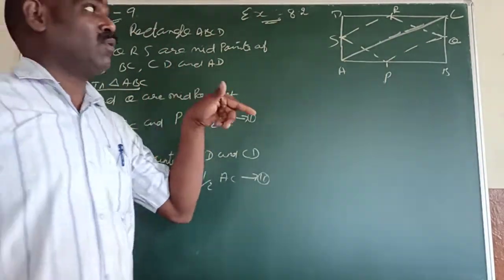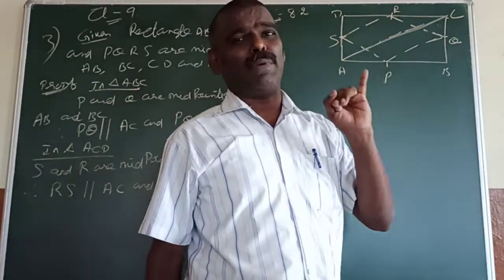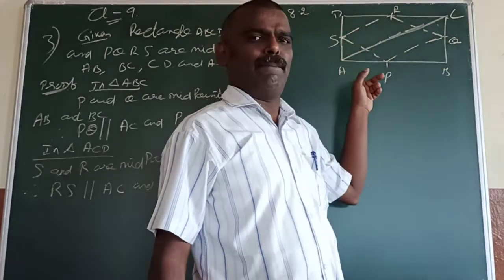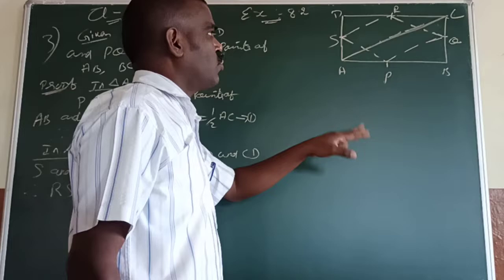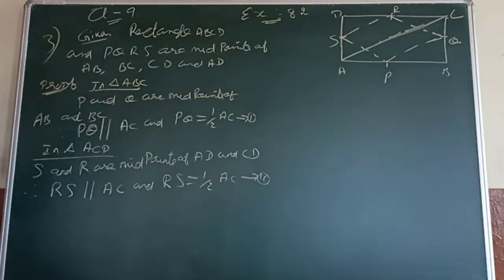Our question is to prove PQRS is a rhombus. Rhombus means all the sides are equal: PQ equal to QR, QR equal to RS, RS equal to PS. We have to prove all of these. So far we have proved only two sides.